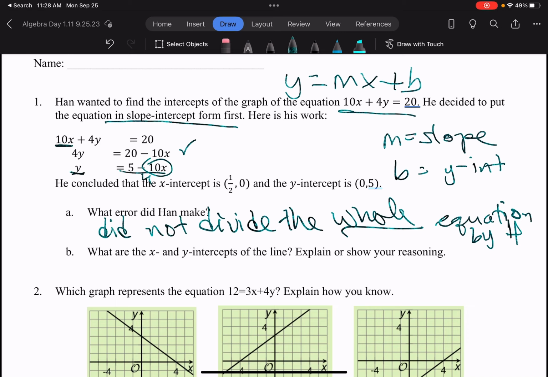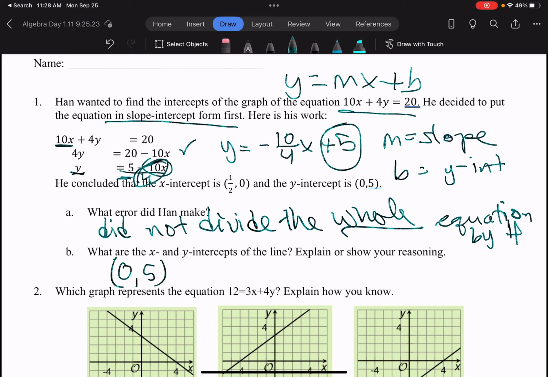It says, what are the x and y intercepts of the line? Show your reasoning. So there are a couple of ways we could do this. One, we can go ahead and do slope-intercept form. If he had done this correctly, it would be y equals negative 10 over 4x plus 5, right? We can see that here. And then you could reduce this to negative 5 over 2 if you wanted to. But quite easily we can see that our y-intercept is 5. So that would mean we have (0, 5) as our y-intercept.